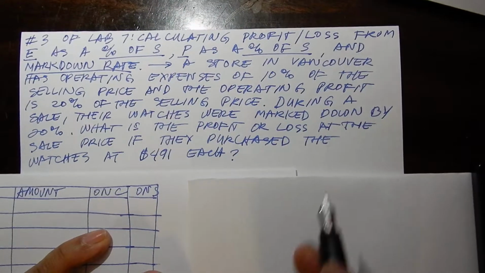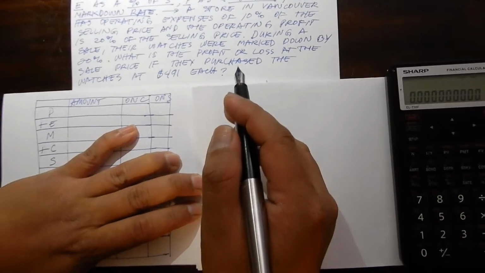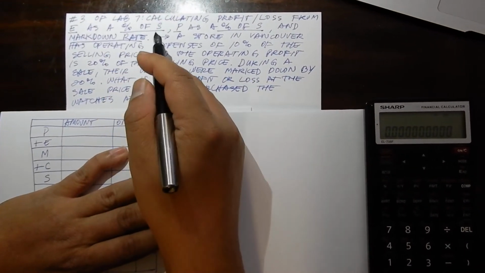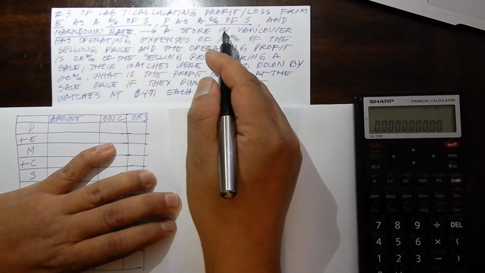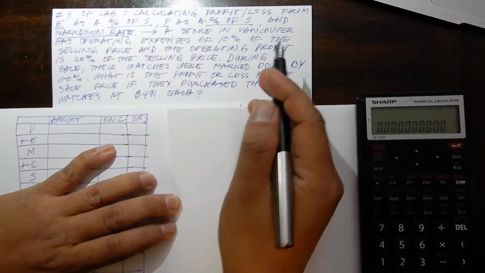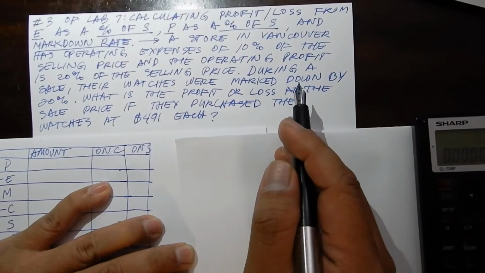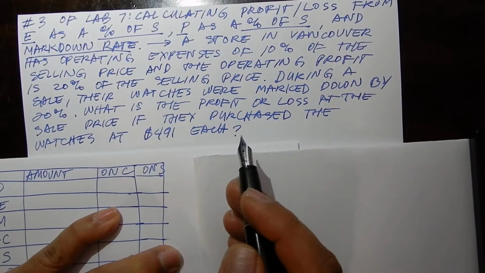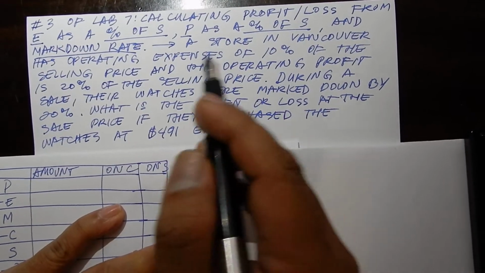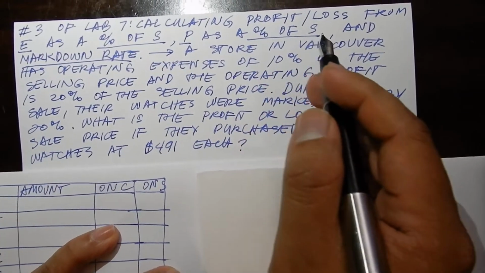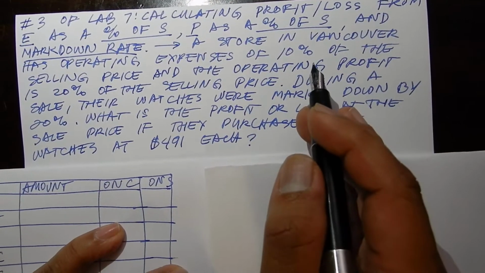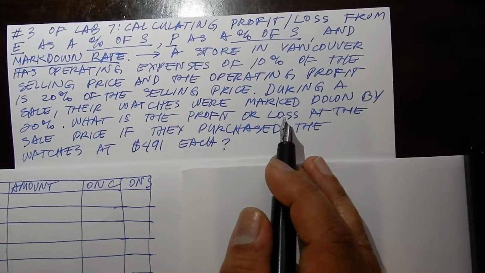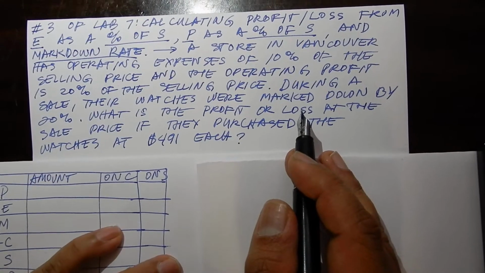Okay, this is the procedure essentially that you use if you see numbers as a percentage of selling price, such as E and P or even M, and you only see the cost, which is 491 in this case, and the markdown rate as well. If you see percentages as a markup on cost, there's a different procedure, and I'll explain that in another video lesson. Okay, so let's look at the question.